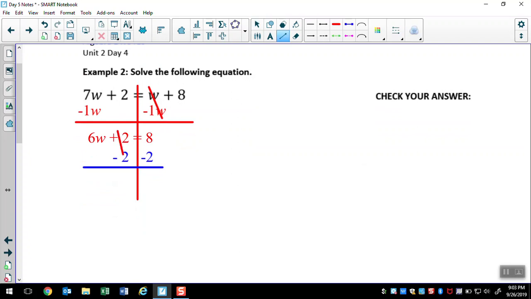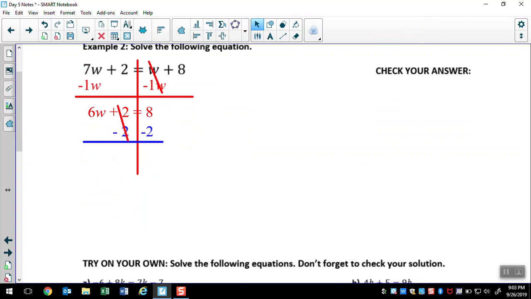Additive inverses once again, those will cancel out, and we are now left with 6w equals 6. So our last step is to isolate that w, so we are going to divide both sides by 6, and now we're left with w equals 1. And once again, we're going to put that into set builder notation, just for practice, and then circle our answer.